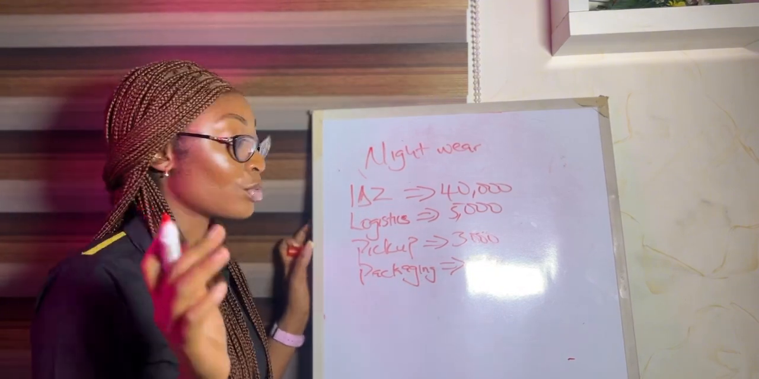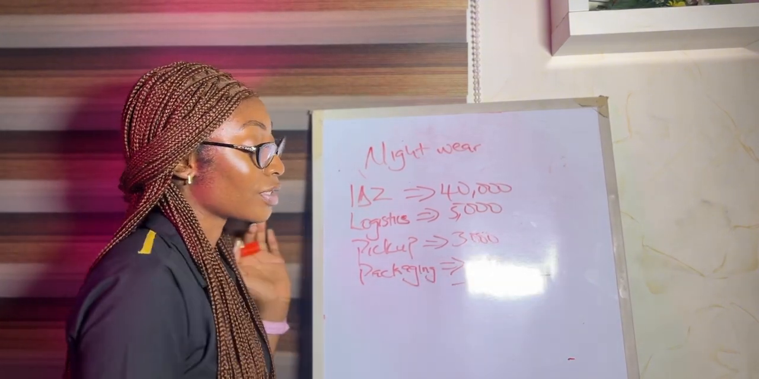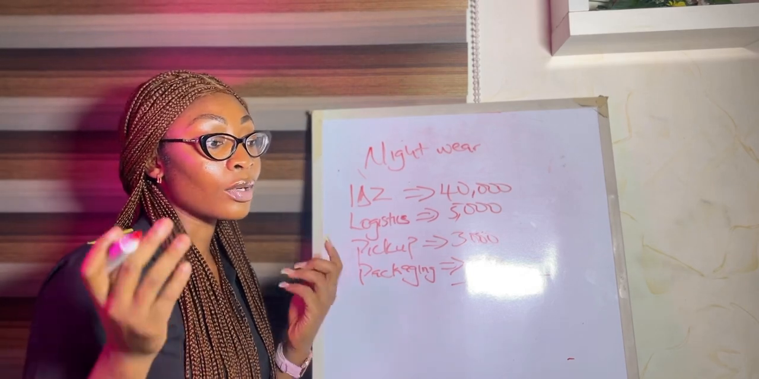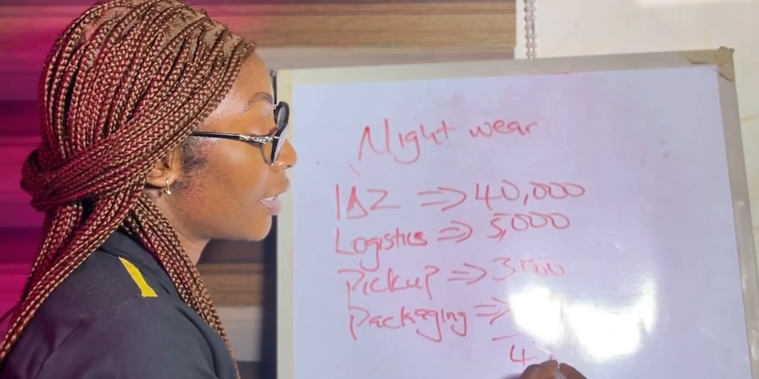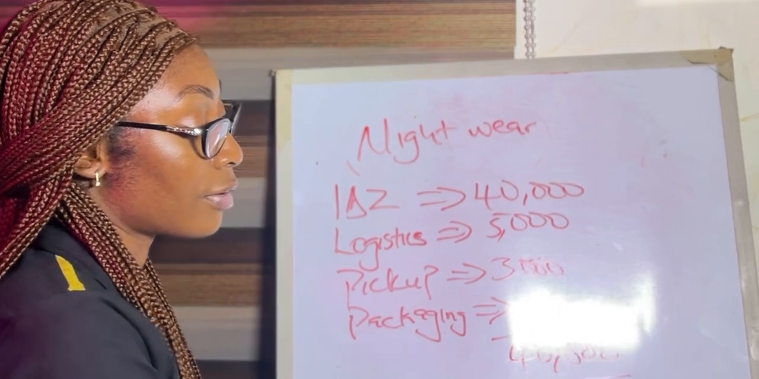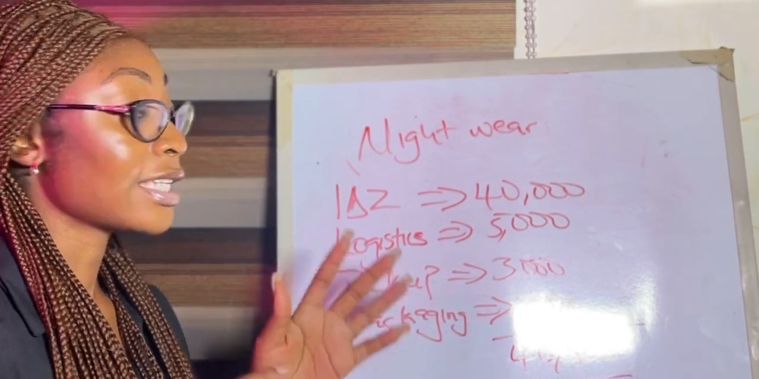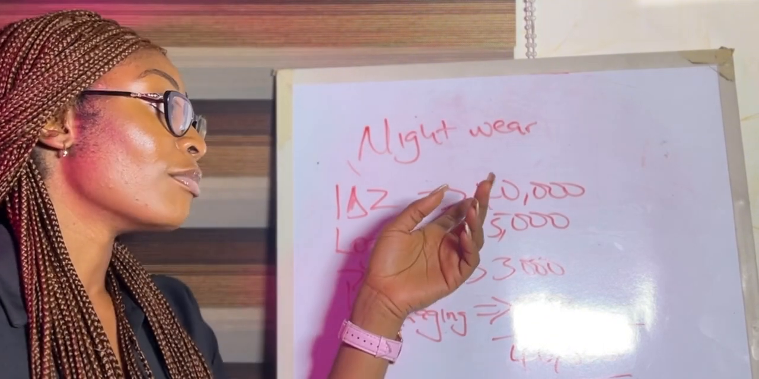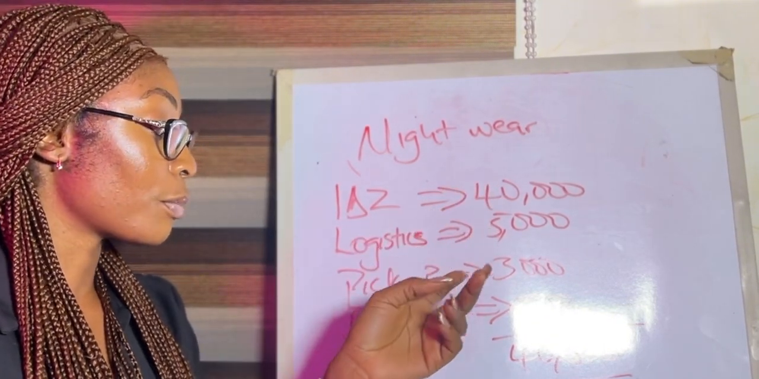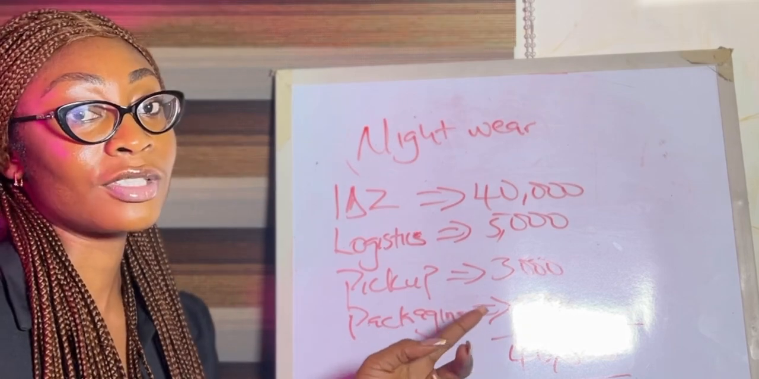So the first thing you want to do, since you're a starter, is just to sum up all of this. There's actually a formula to calculate this, but let me not stress you too much. The total here is 48,800 naira. That is the amount of money you spent in buying, in doing logistics, in going for pickup, and also in the packaging material.